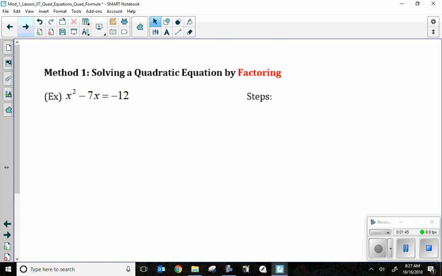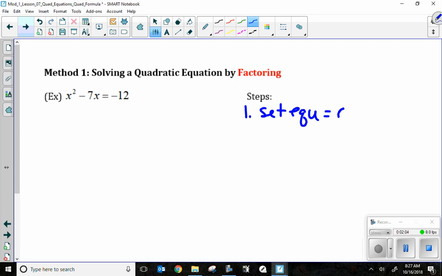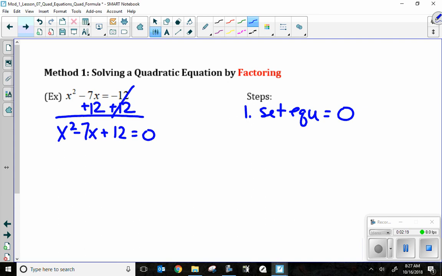All right, method 1, solving a quadratic equation by factoring. So I take a look at my example here, and I'm going to write some steps down as I go. The very first thing I want to do is set my equation equal to 0. So what I'm going to do is just add 12 to both sides. x squared minus 7x plus 12 equals 0.